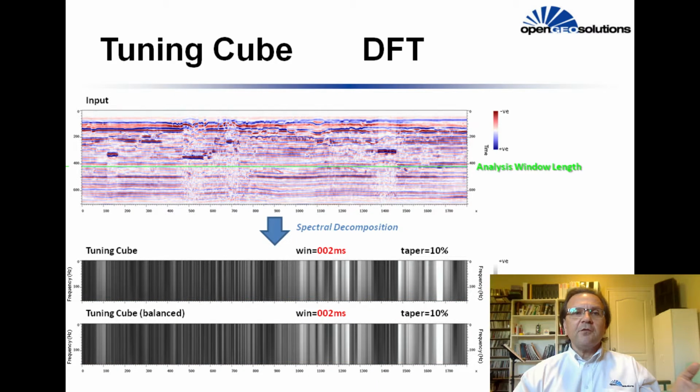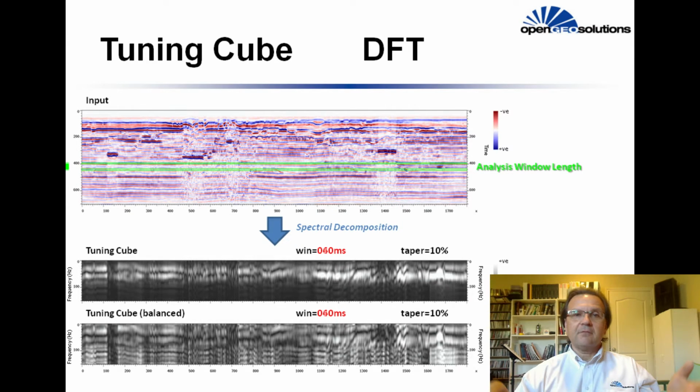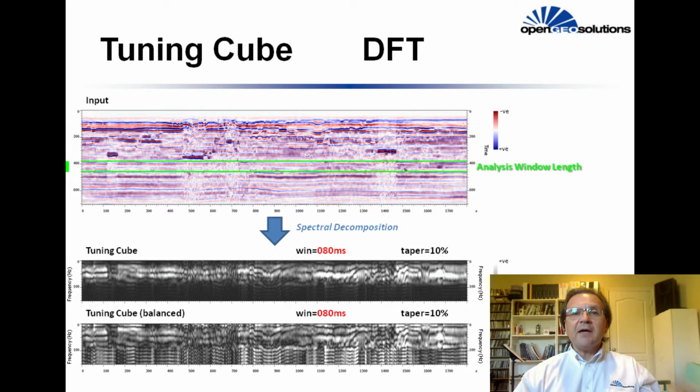If we now slowly increase the analysis window size to 4 milliseconds, to 10, to 20, 40, 60, and back to the 80 milliseconds we started with, we progressively see more and more amplitude character, or interference if you like, along the frequency axis. You are now picking up the type of interference information that becomes useful for thin bed characterization.